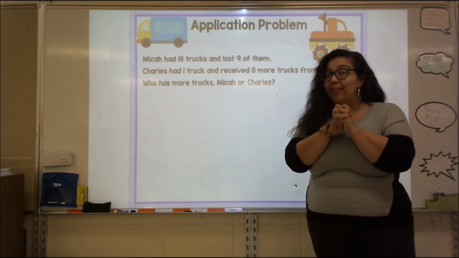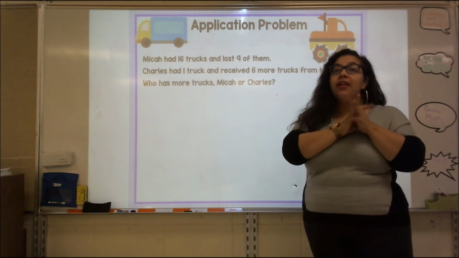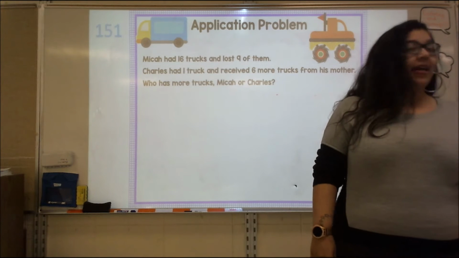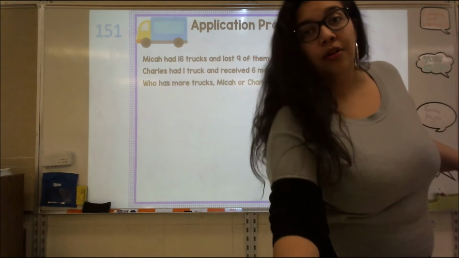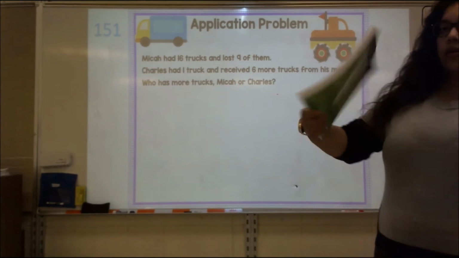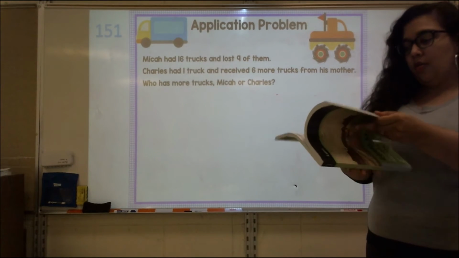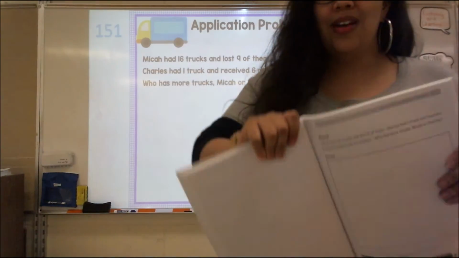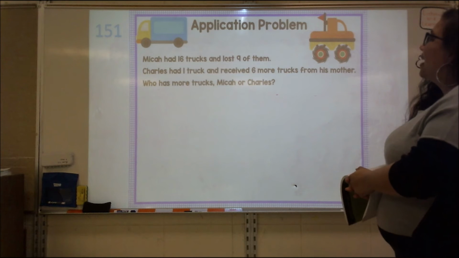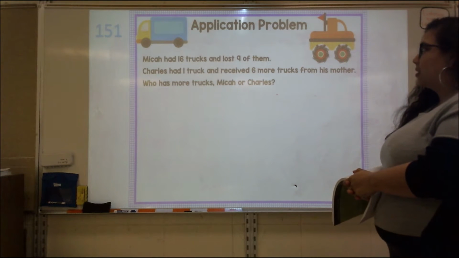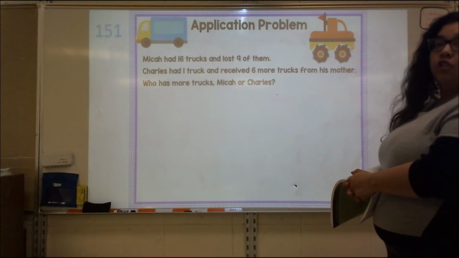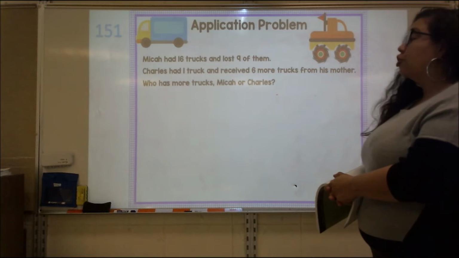And we do have an application problem today, which also implies that our lesson will not be solely focused on word problems. It is found on page 151 in your Learn book. So this lovely little book right here. I'm going to open it. Go ahead and let me read the problem. It says, Micah had 16 trucks and lost 9 of them. Charles had 1 truck and received 6 more trucks from his mother. Who has more trucks, Micah or Charles?